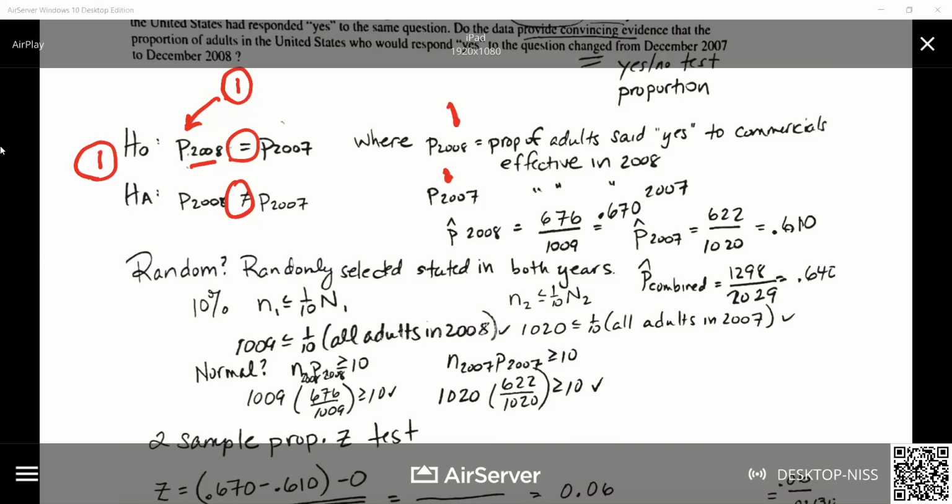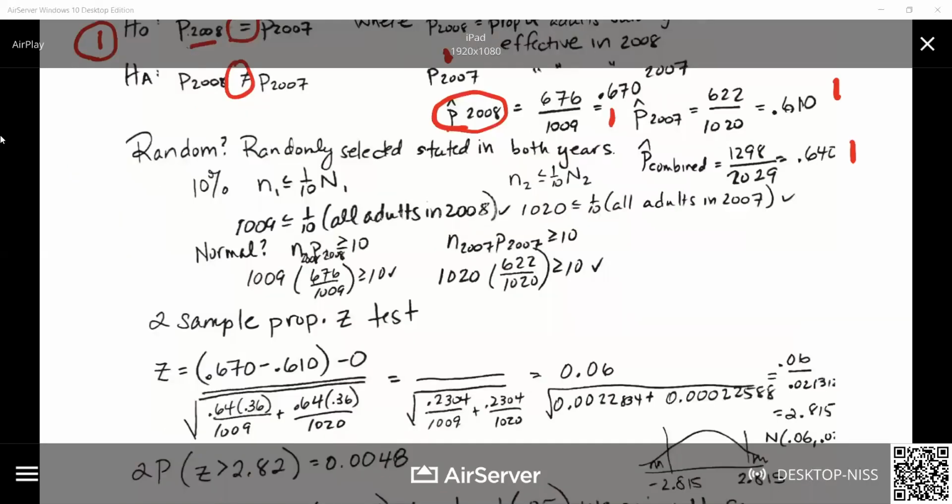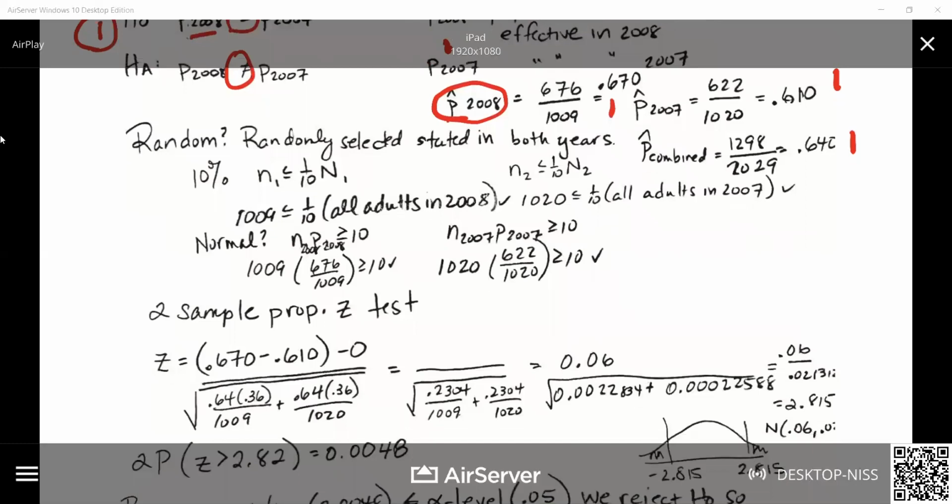Okay, so here's another one, is finding their sample proportion, finding the first one and the second one. And then for combined, we'll do an extra one right there as well. Okay, so for the conditions, we're going to do randomly selected in both years. That's going to be worth 1 point. The rest of them are going to be 2 each because you have to check each population separately.